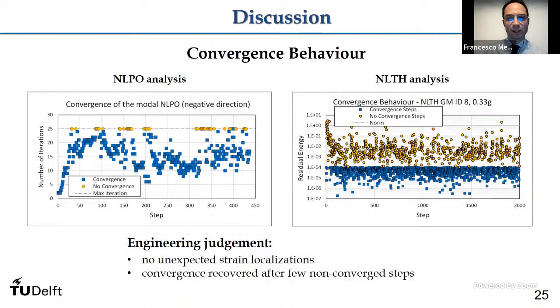But if we apply our engineering judgment, actually we didn't find unexpected strain localizations, and also the convergence was recovered after a few non-converged steps. And when we compared the results of all the analyses, cross-comparing all of them gave us confidence that the results may be acceptable. But we understand that for a professional who's running the analysis, this could be a very critical point to trust or not the results of the analysis.